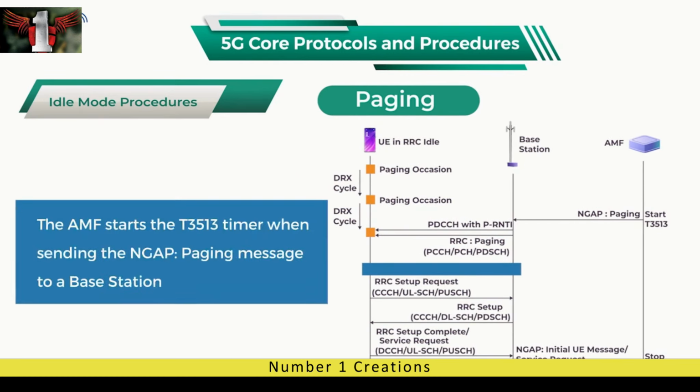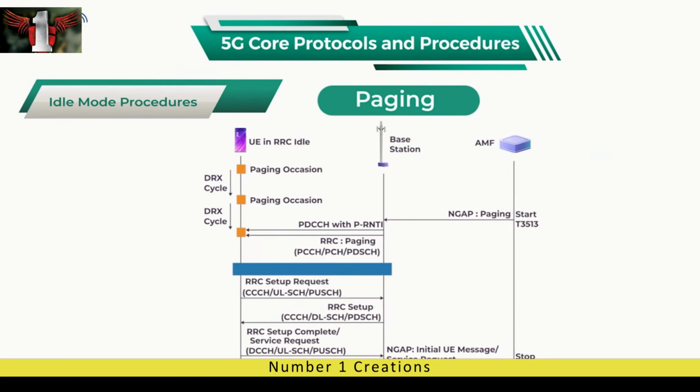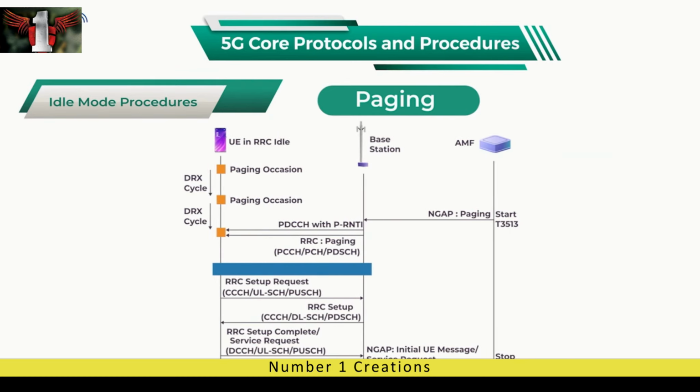The AMF starts the T3513 timer when sending the NGAP paging message to a base station. This timer serves as a supervision timer for the paging procedure. The AMF assumes that the paging procedure has failed if T3513 expires before receiving a response from the UE. This may trigger the AMF to initiate a retransmission of the paging message.